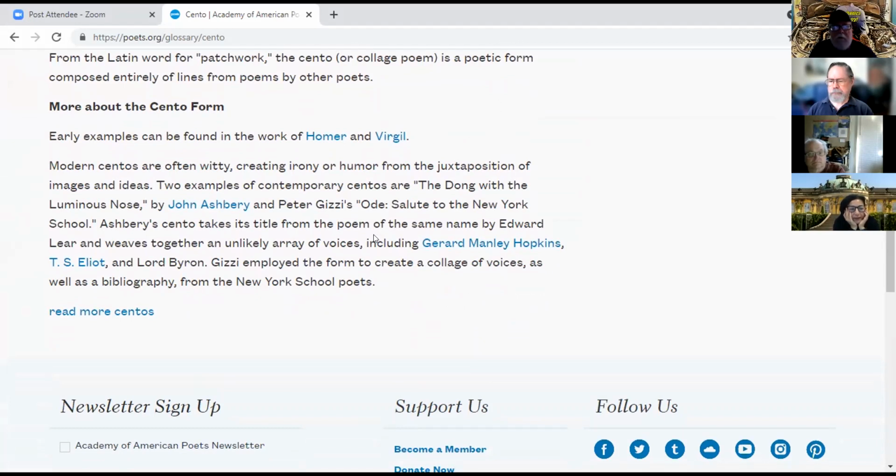So it's listing two contemporary poets. John Ashbery had The Dong with the Luminous Nose. And Peter Gizzi, Ode: Salute to the New York School. Weaving together a wide variety of voices: Gerard Manley Hopkins, T.S. Eliot, and Lord Byron, woven together. Wow. Yeah, put Hemingway in that mix.